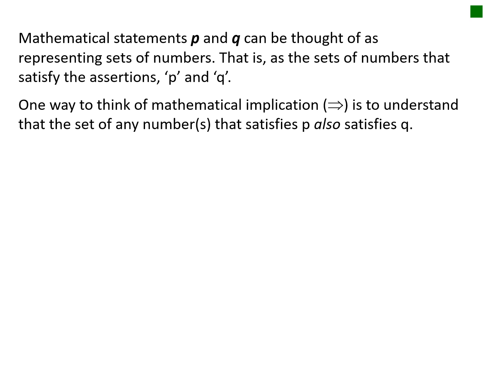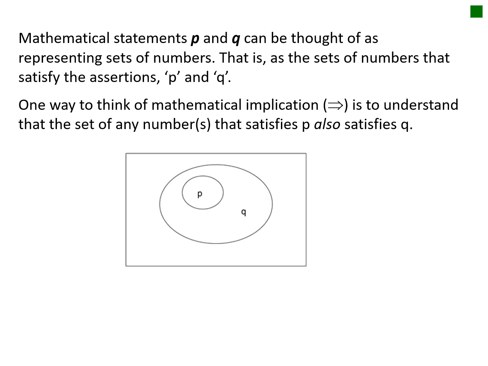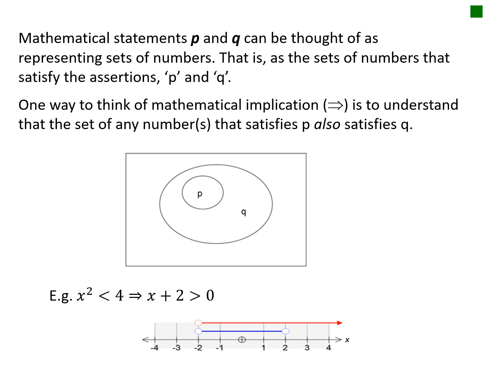This is neatly represented by our Venn diagram. So if you think of P as being the set of numbers that makes it true, and Q the set of numbers that makes it true, you can see if P is embedded in Q, it means that if P is true, then certainly Q must be true as well. So that's just a nice way to think about it.